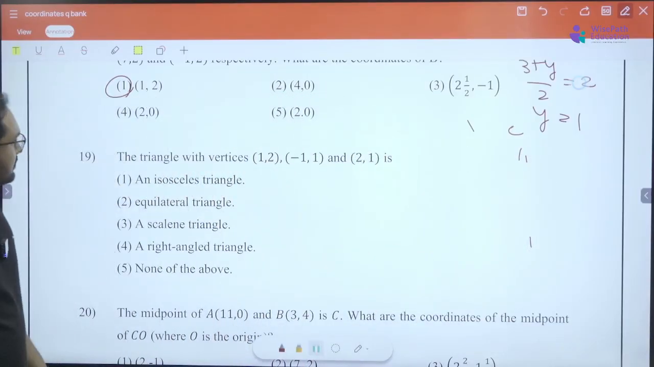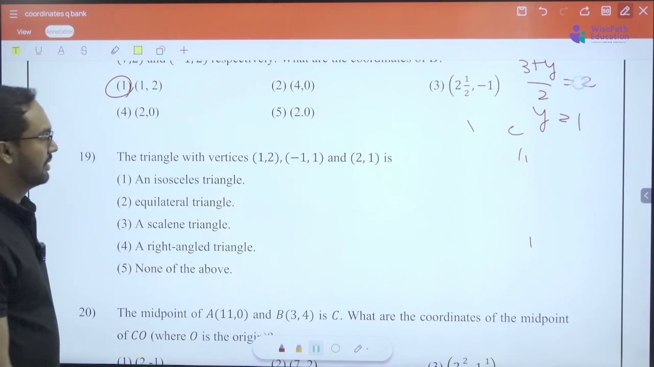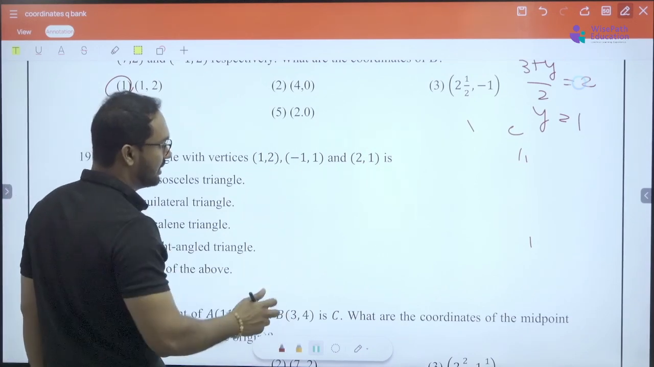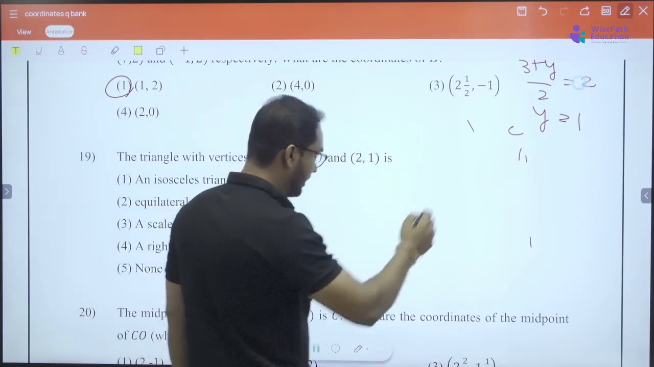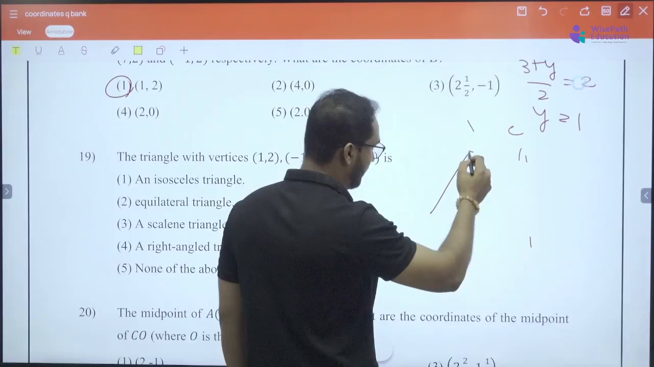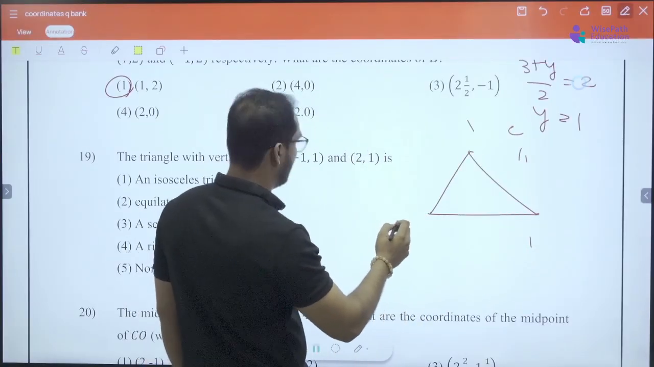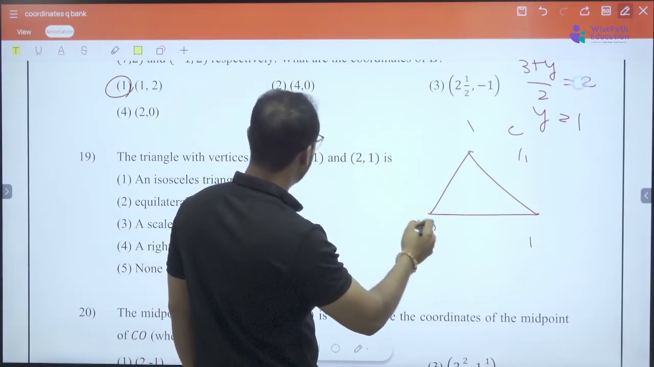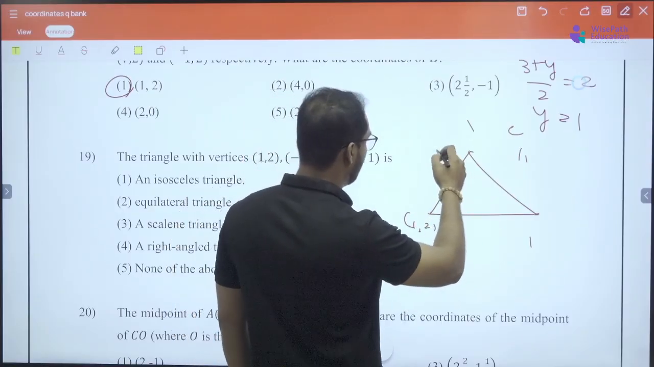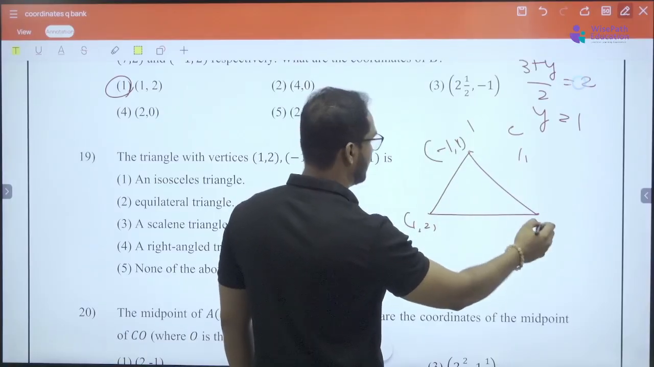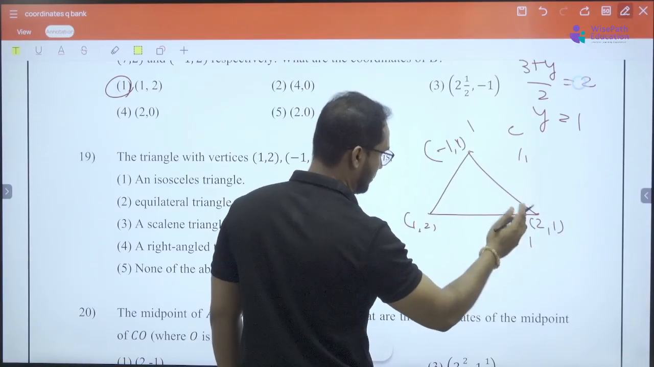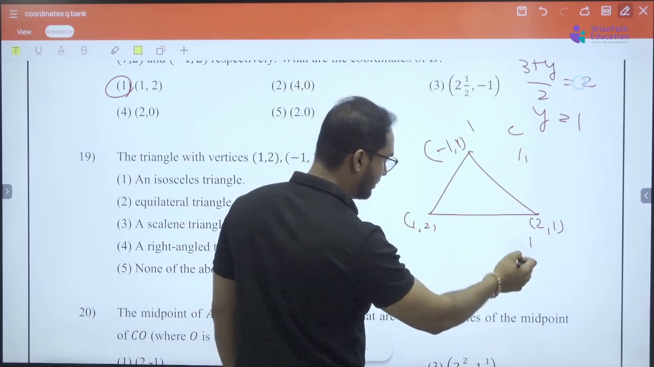Right. So it says a triangle with vertices 1, 2, minus 1, 1 and 2, 1. So you have to check the lengths. Minus 1 is to 1, the 2 is to 1, these are the coordinates.